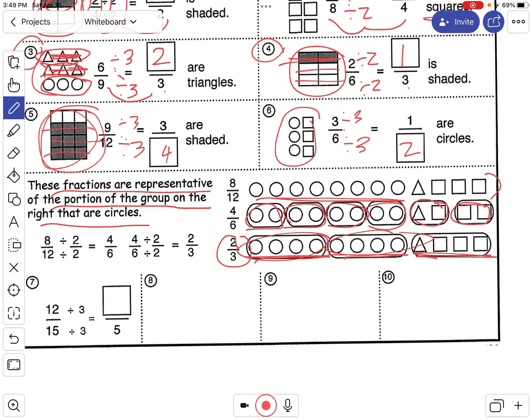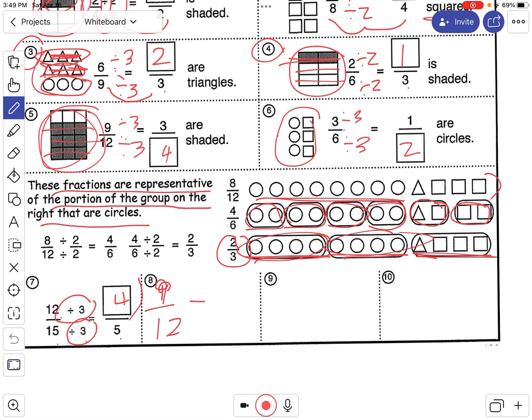All right, number 7, 12/15. We can divide both of those by 3. What do you get here? 15 divided by 3 is 5. 12 divided by 3 is 4. Write a 4 in the box. All right, I'm going to give you one for number 8. There we go. How about 9? Oops, that's supposed to be a 9, right?